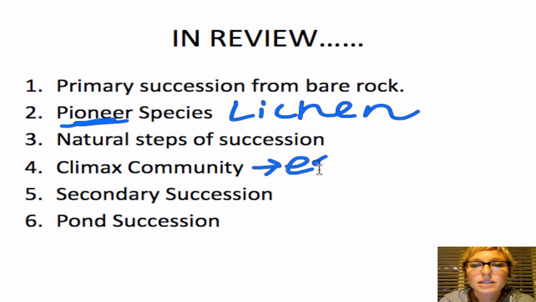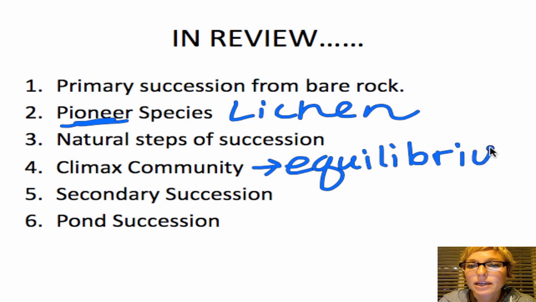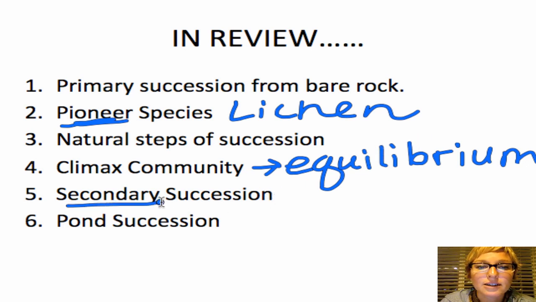And this climax community is in equilibrium. It is happy. It has reached its final point of succession. And if all goes well, it's going to stay there. But sometimes things don't go as planned, right? And we have some sort of disaster, like, okay, what if it gets logged or there's a forest fire? Then an ecosystem will experience secondary succession.